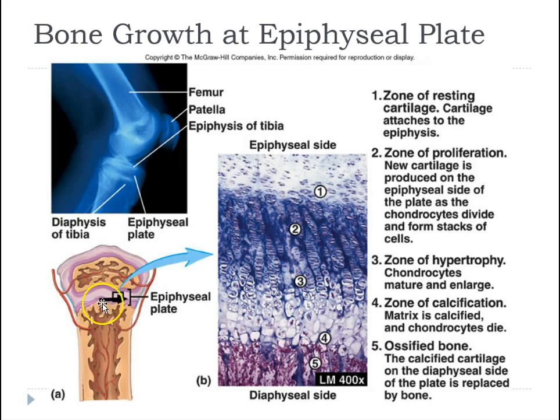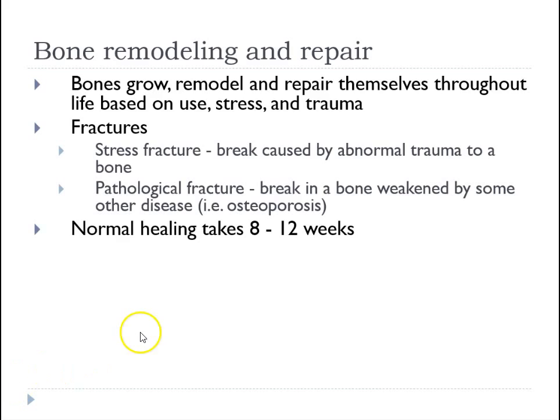This zone of cartilage will eventually get destroyed by osteoclasts, and osteoblasts will sort of fill that in. Our next video will be on bone remodeling and repair as an adult.